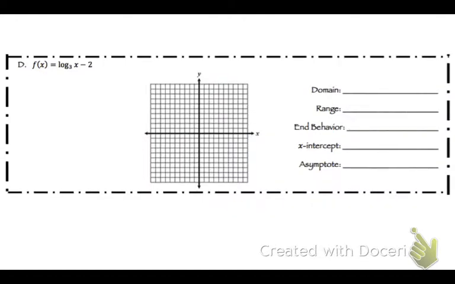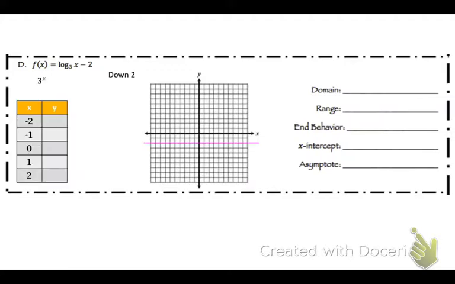Cool? Let's do another one. So we have log base 3 of x minus 2. That -2 moves it down 2. So I'm going to just draw that new axis right there. Then I'm going to do my t-chart for 3 to the x. So that's going to be 0.11, 0.33, 1, 3, 9.